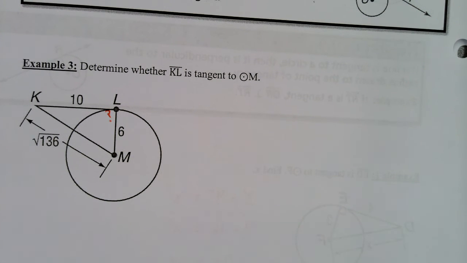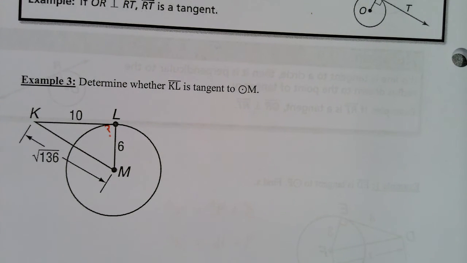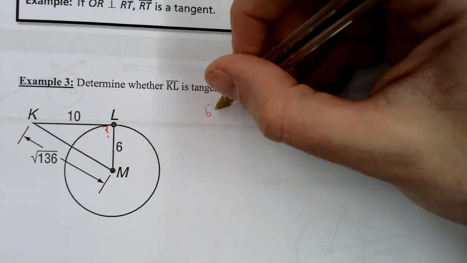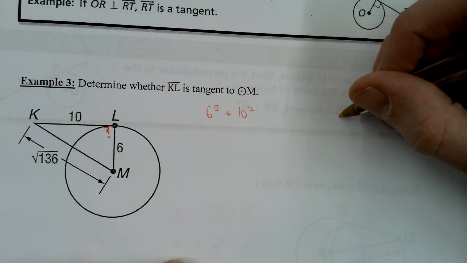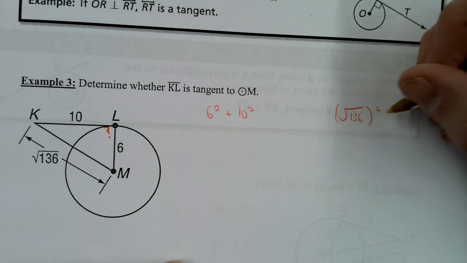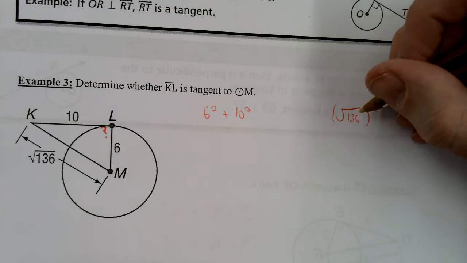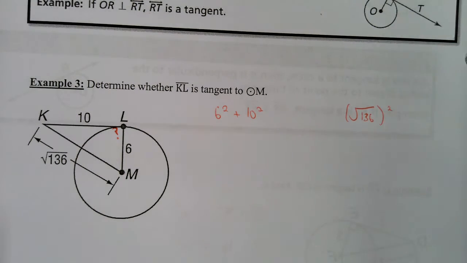We've done problems like this before, determining if it's a right angle. It's a right angle if the leg squared plus the other leg squared equals the hypotenuse squared. So let's see what we got. Let's do 6 squared plus 10 squared over here, and then off to the side, we're going to do the square root of 136 squared. So what is the square root of 136 squared? You should know that right away. It's just 136.